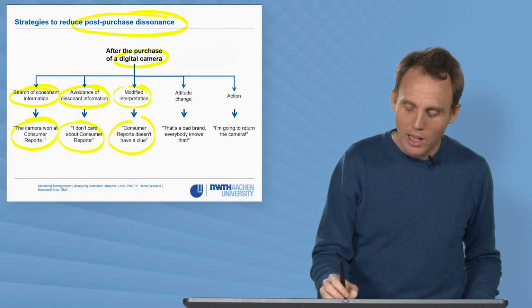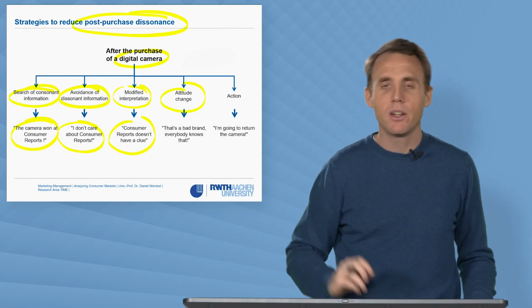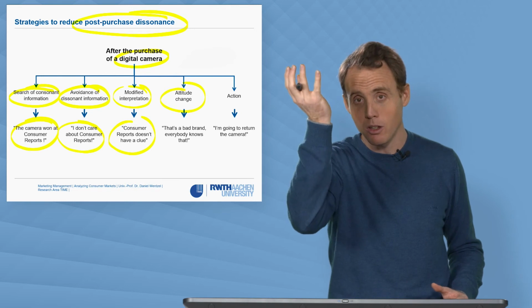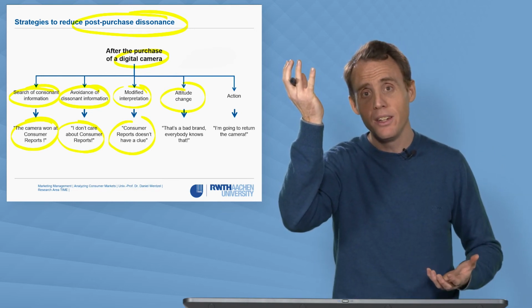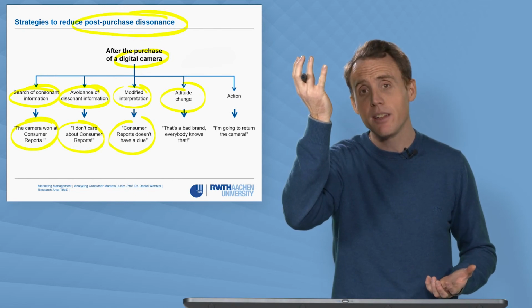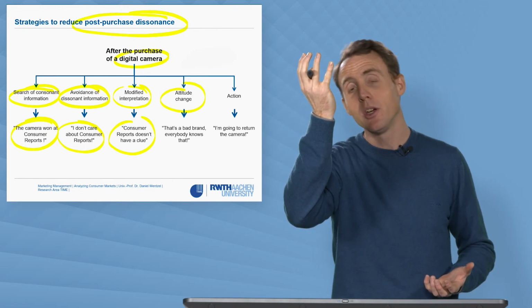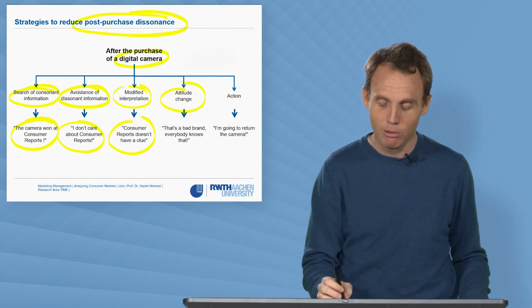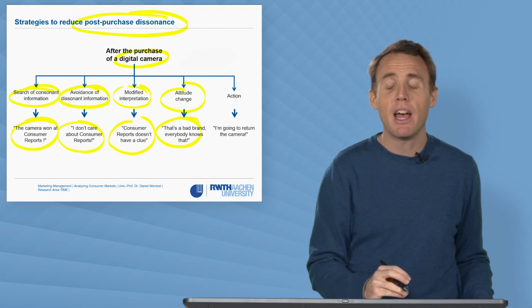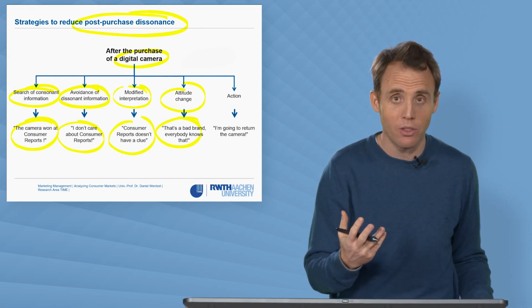Another possibility is what they call attitude change, right? Again, here's your camera up here in your cognitive schema, and the consumer report is here. What you can do to achieve a balance again is change your attitudes, meaning you bring down your attitude to a level in line with what the report implies, right? Saying, well, that's a bad brand, everybody knows that, and I should have known that, right?